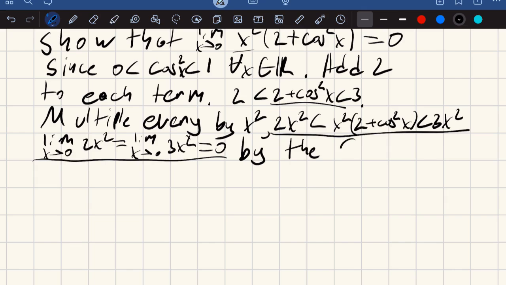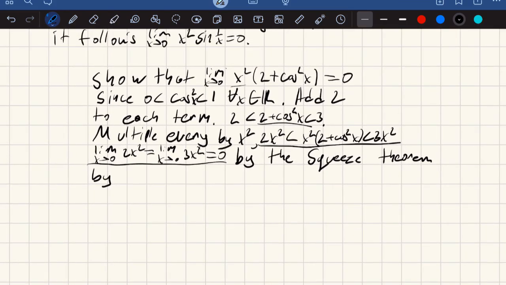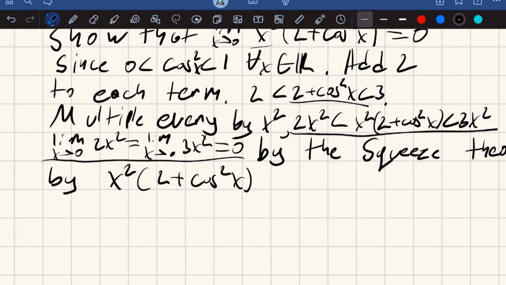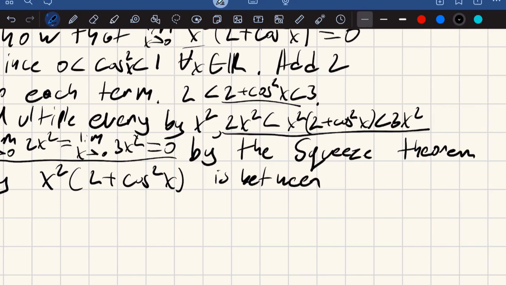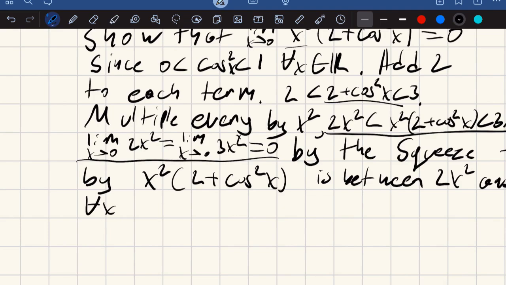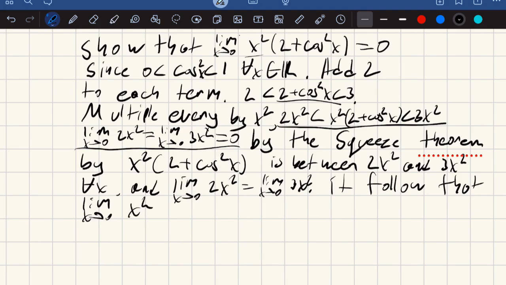So by the squeeze theorem, since x squared times 2 plus cosine squared x is between 2x squared and 3x squared for all x, and their limits are equal, we can say that it follows that the limit as x approaches 0 of x squared times 2 plus cosine squared x equals 0.